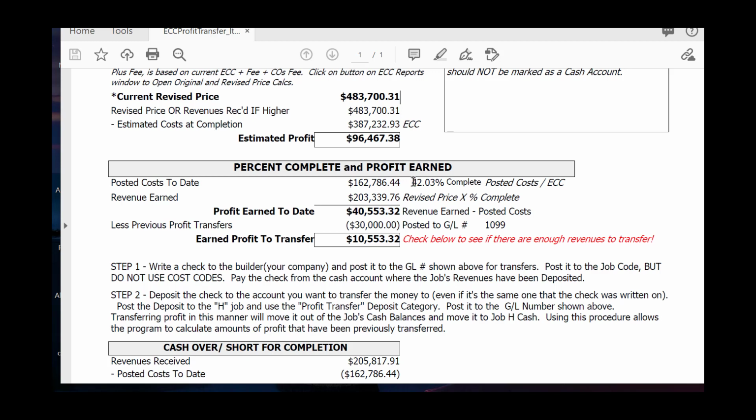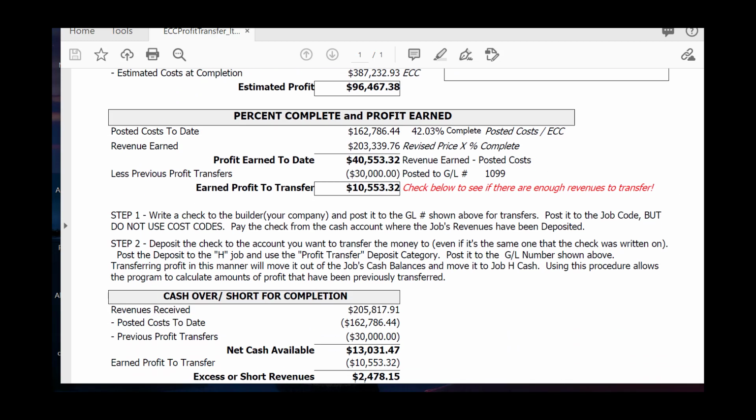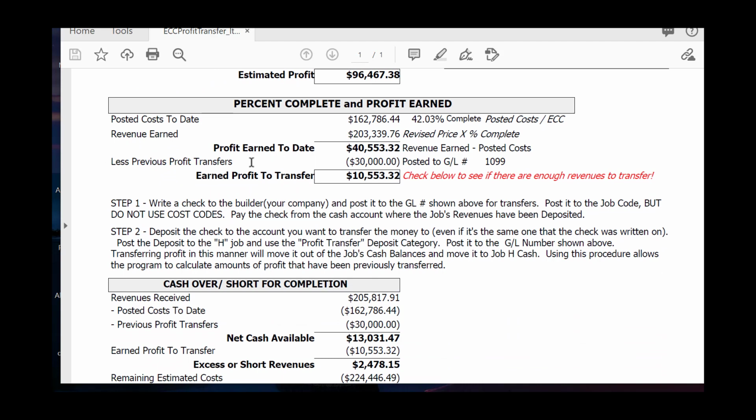It comes up with a total there to figure out how much percent complete you are on the job, and that's this amount divided by the estimated cost at completion. Then it figures out from that, using this percent and taking it times the revised price to figure out how much you've really earned to date on this job. Then it shows previous profit transfers because it's tracking them. It knows what you already took out for profit based on the system that is described below. And so it takes the profit earned to date minus what you've previously transferred and says earned profit to transfer.